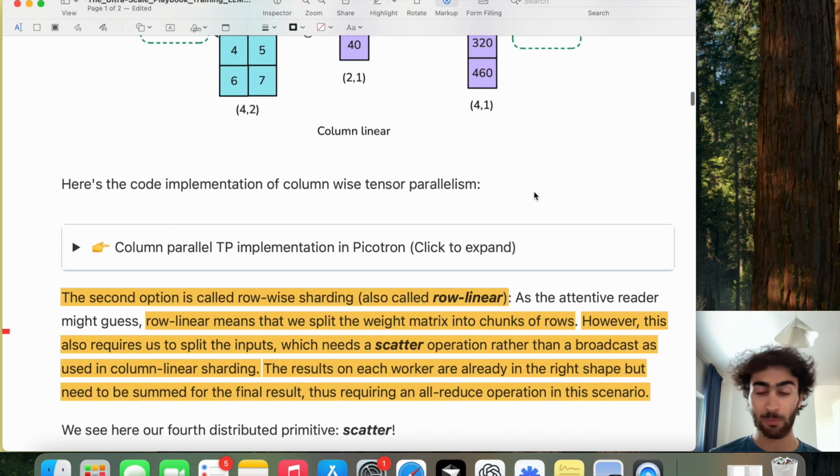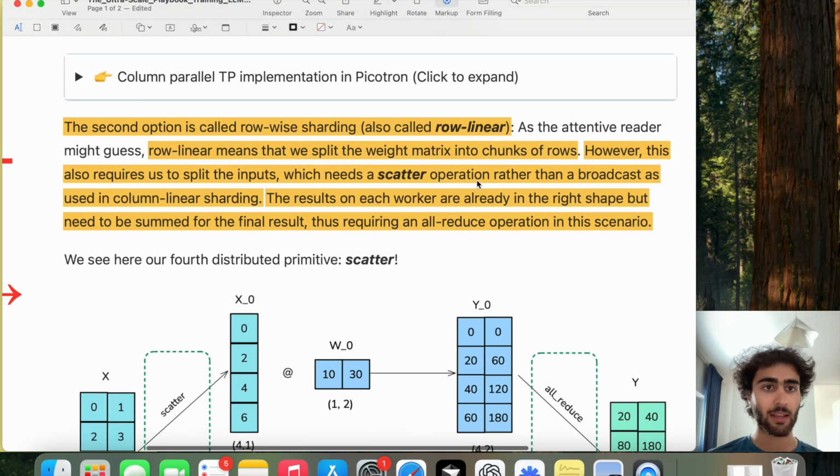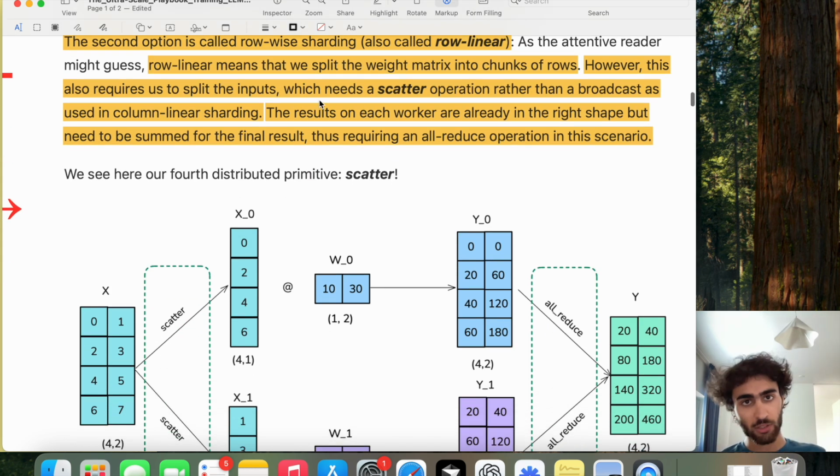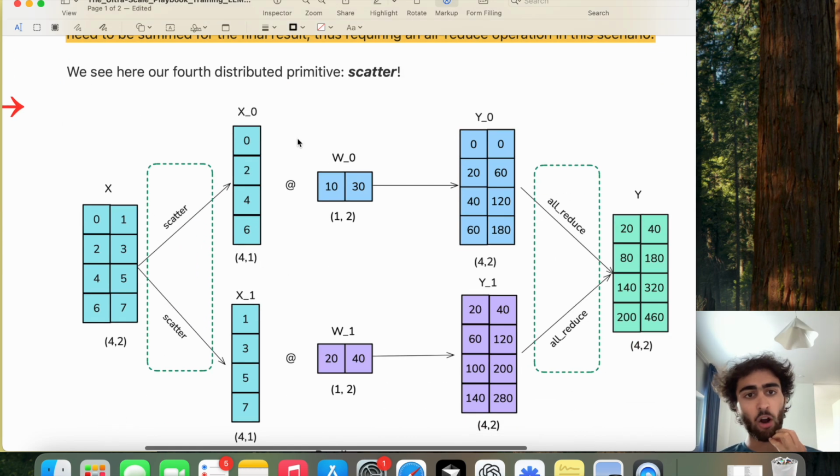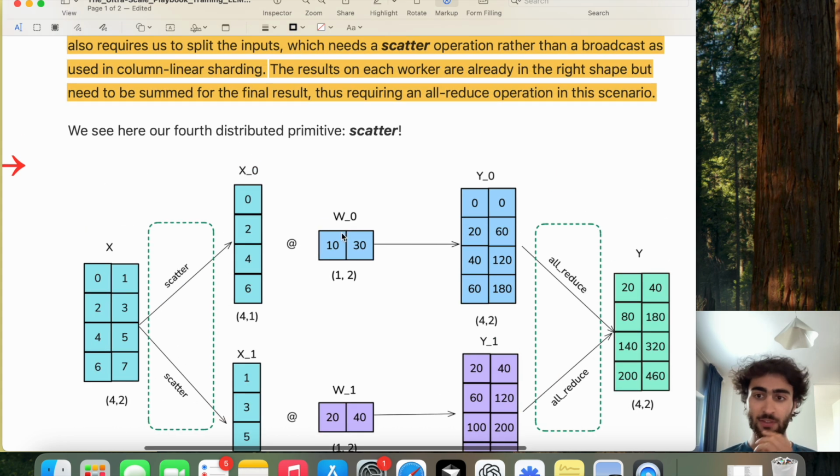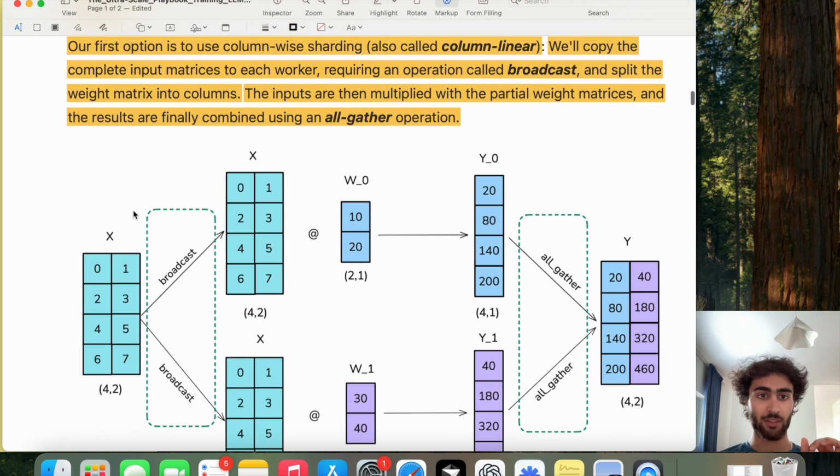Now, there is a code implementation which we're skipping. The second option, of course, is along the row: row-wise sharding, or row linear, and this means that we split the weight matrix into chunks of rows. However, this also requires us to split the inputs, which needs a scatter operation rather than a broadcast, as used in column linear sharding. It's a scatter because we're not giving all GPUs everything, we're just giving all GPUs something, whereas a broadcast gives everything from one device to everything else. In this case, we are just giving one column of the inputs to every GPU instead of the entire input.